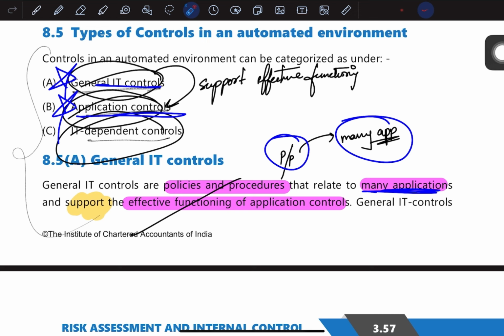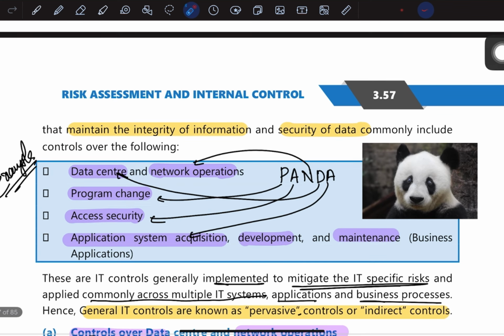General IT controls are the policies and procedures that relate to many applications. Basically, these are the policies and procedures implemented by the management, which relate to many applications. It's not just for one application, it relates to many applications. General IT controls support the effective functioning of application controls. So general IT controls maintain the integrity of information and security of data.